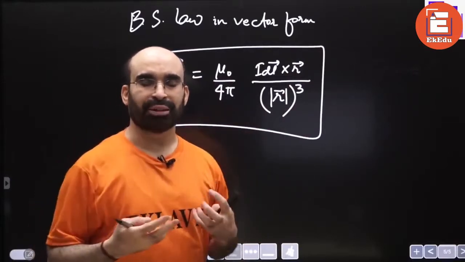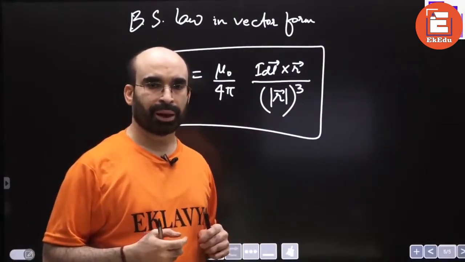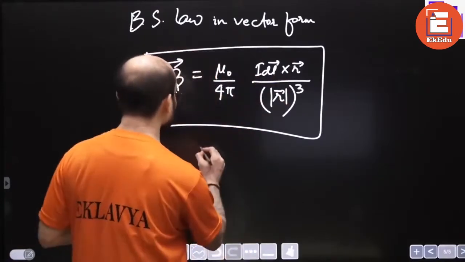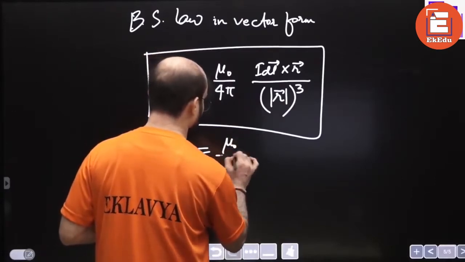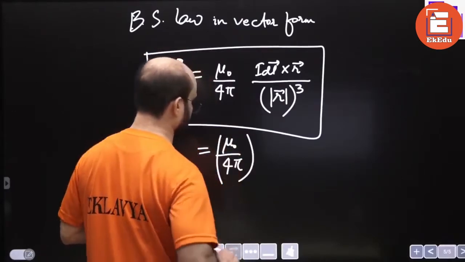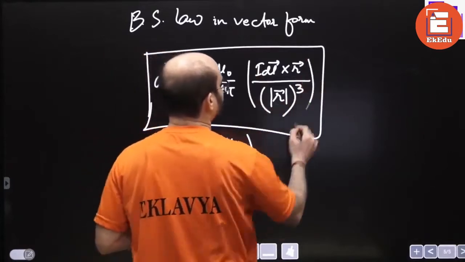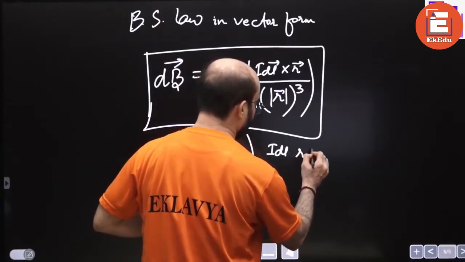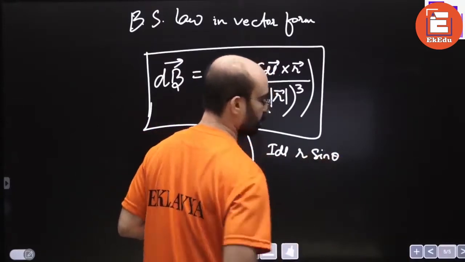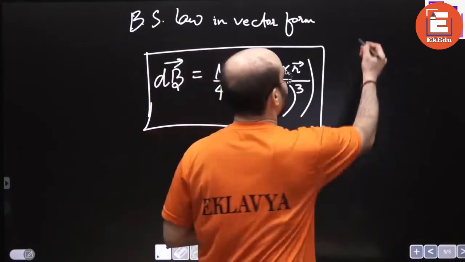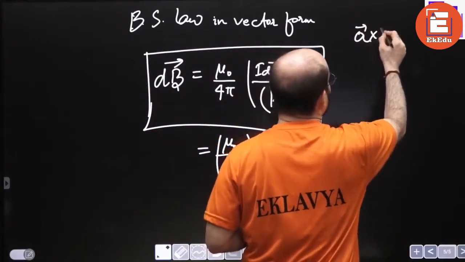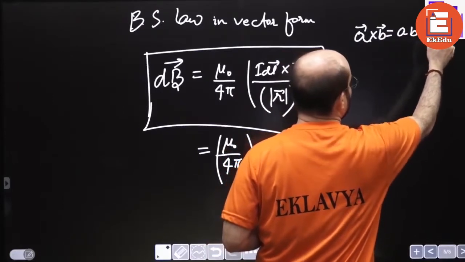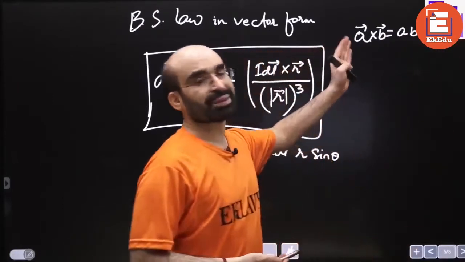So just ask yourself, what is happening? The cross product means, if you remember, what is it? This is mu naught by 4 pi, the constant of proportionality. I have taken it here. Now Idl cross r gives Idl r sin theta. You are aware of this. A cross B is what? A cross B equals AB sin theta. Right?